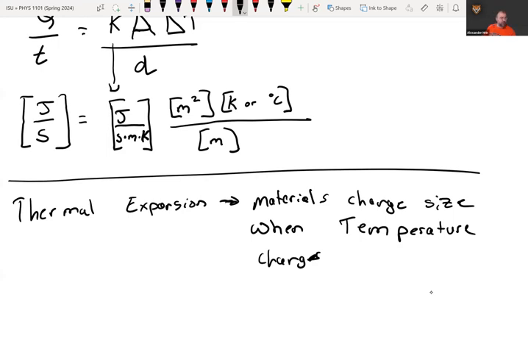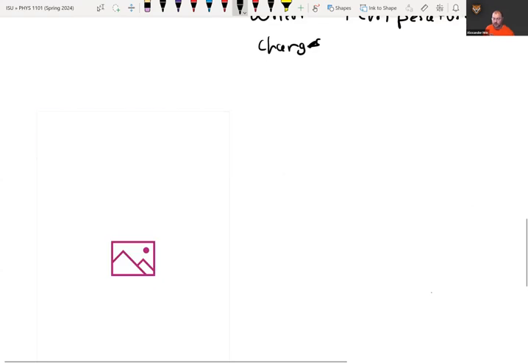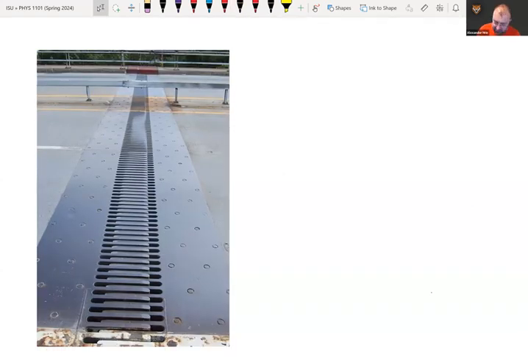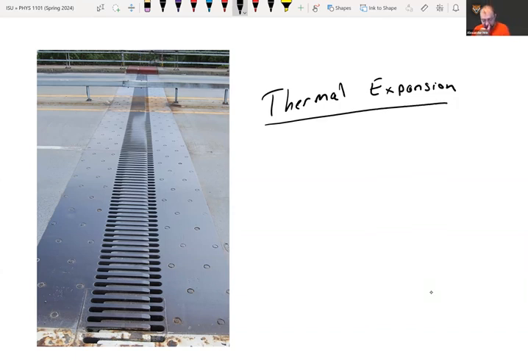So I'm going to have to bring these pictures in another way. All right, so the first one, something you may have seen before, right here. This is a thermal expansion joint. And the idea here is that these are more common on bridges. Sometimes roads have them, but it's far more common on bridges.